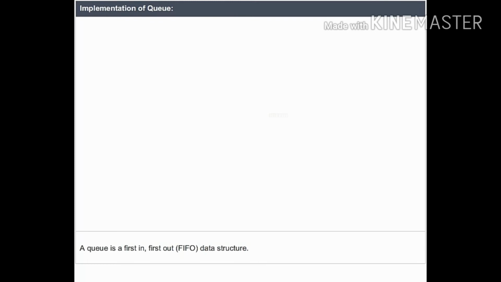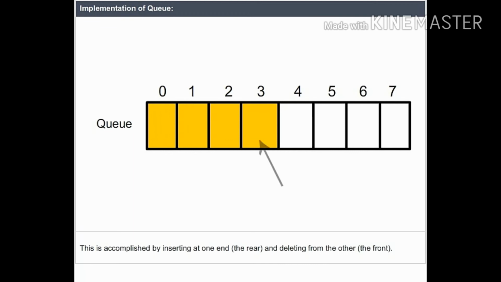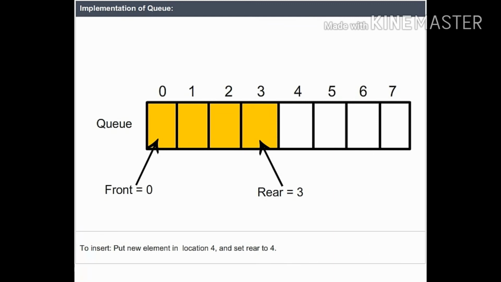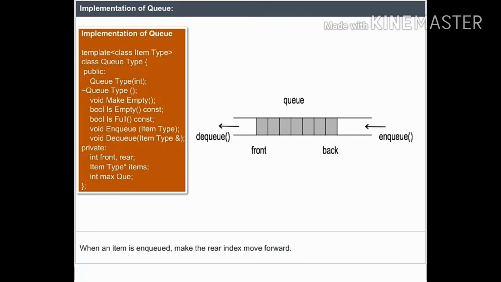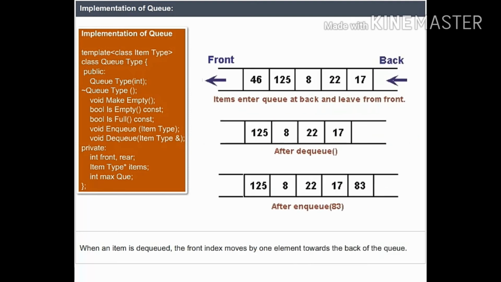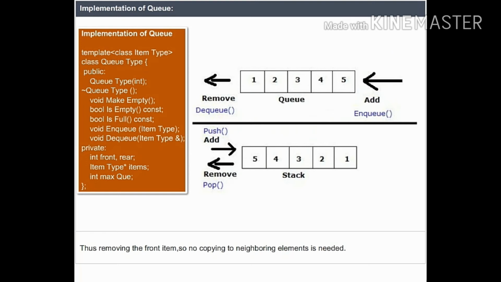Implementation of queue. A queue is a first-in, first-out data structure. This is accompanied by inserting at one end, the rear, and deleting from the other, the front. To insert, put the new element in location 4 and set rear to 4. To delete, take the element from location 0 and set front to 1. When an item is enqueued, the rear index moves forward. When an item is dequeued, the front index moves by one element towards the back of the queue, thus removing the front item, so no copying to neighboring elements is needed.